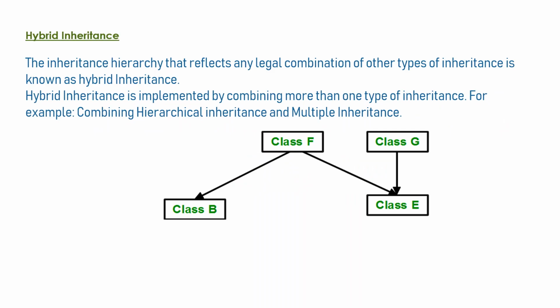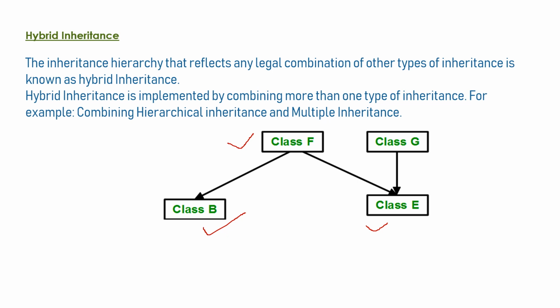Hybrid inheritance. Hybrid inheritance is mainly the combination of more than one type of inheritance, which is the legal combination of any type of inheritance. So in this example you can see there is a combination of hierarchical inheritance and multiple inheritance. Here class F is base class for class B and class E.